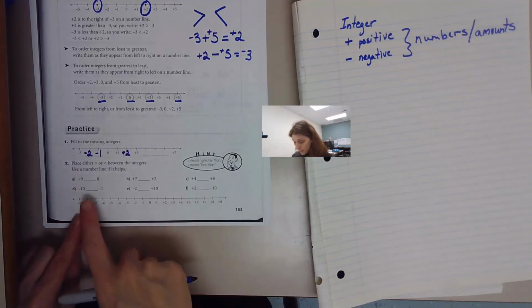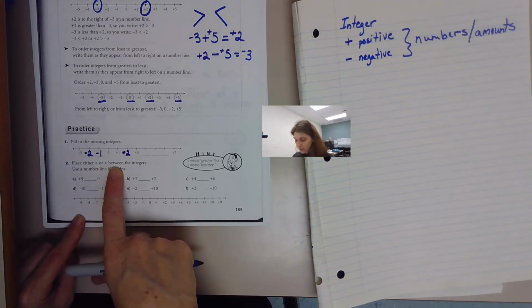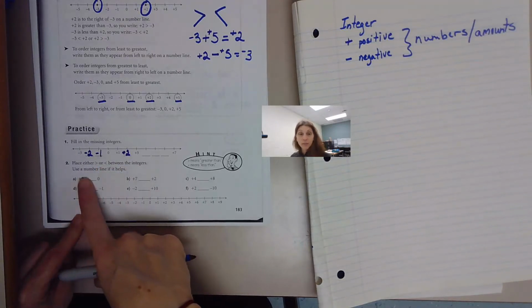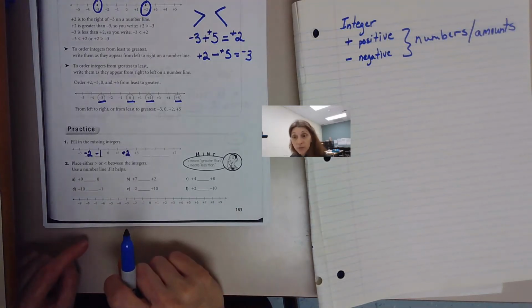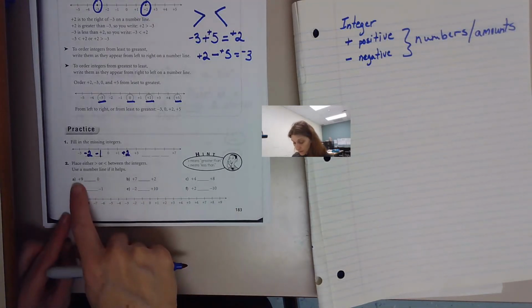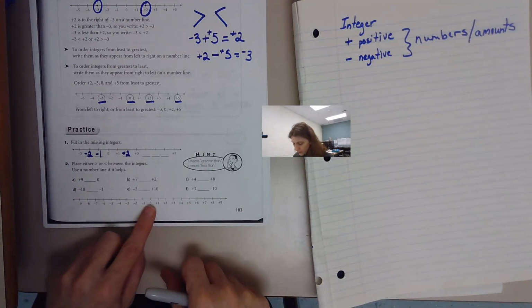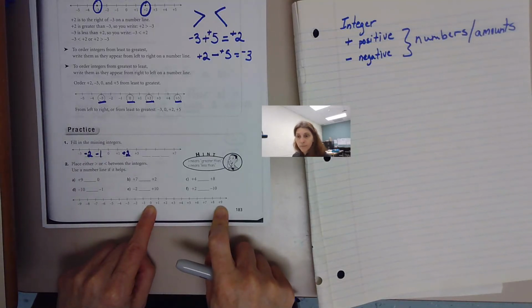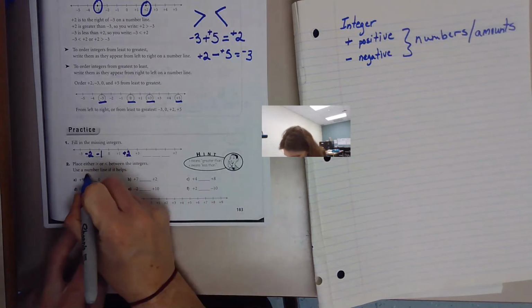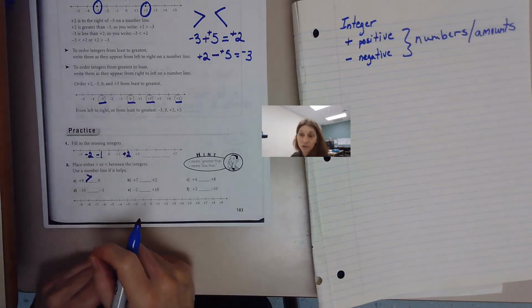Okay. Place either greater than or less than between the integers. Use a number line if it helps. There's a number line down here. If you need to use it, use it. Okay? So here's +9 and 0. Which one is larger? So look at your number line. Here's 0. Here's +9. Which one is further up the number line? Well, +9. So +9 is larger than 0.